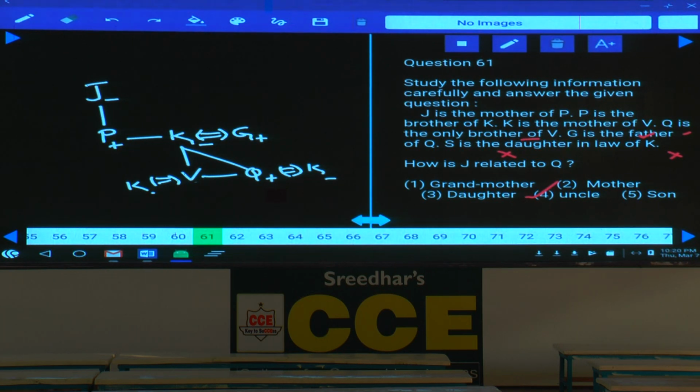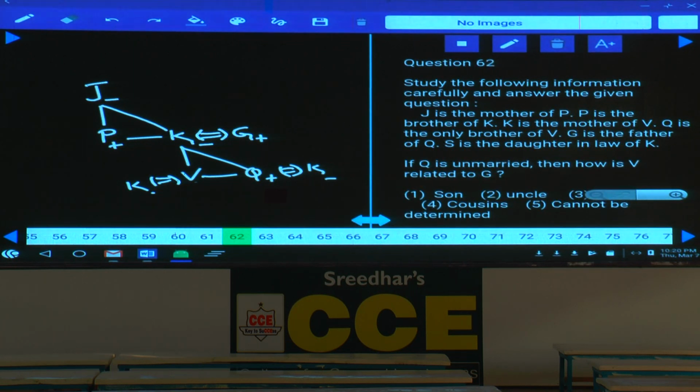Hence, how is J related to Q? Q's mother is K, mother's mother, grandmother, choice one is the answer. Then, question number 62. If Q is unmarried, what is the necessity of providing this information? Because Q is unmarried, K cannot be the wife of Q. As K cannot be the wife of Q, K is the wife of B, then V is a male. Then how is V related to Z? V is the son of G, son, that is choice one. Clear now? Son, choice one is the answer.